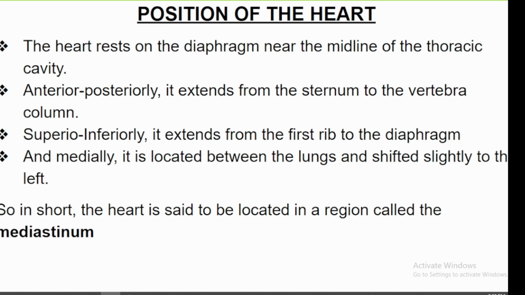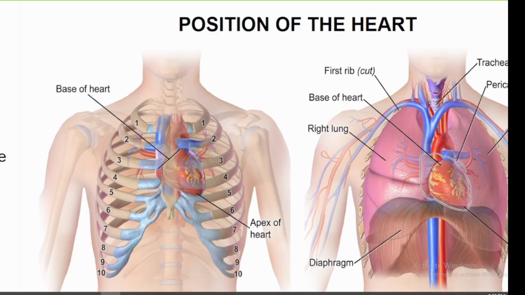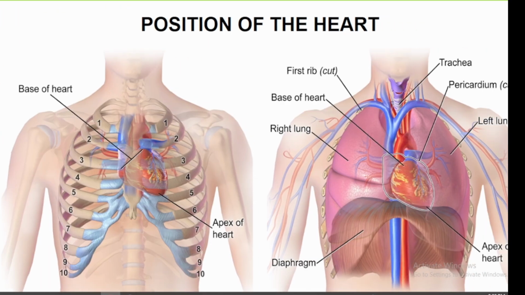So when they ask you what is the position of the heart, you can say the heart is located in a region called the mediastinum. However, anterior posteriorly, it extends from the sternum to the vertebral column. Superior inferiorly, it extends from the first rib to the diaphragm, and medially, it is what? In between the lungs, but slightly shifted to the left. Then you get a 10/10. You understand? Yes. All right, let's continue from there.